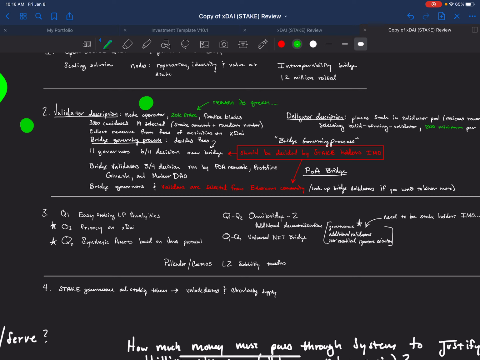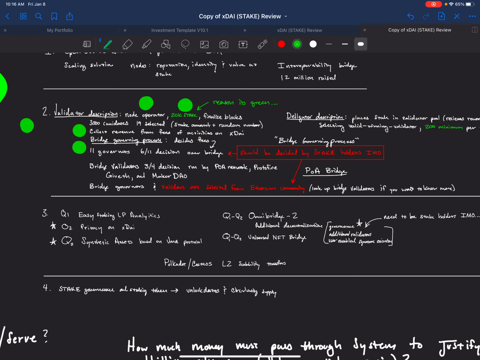There's 20,000. This is why I said this component contributes, because it's 20,000 stake that's locked up to have this position. There's 3,000 candidates, 19 selected. So it's fast like EOS, because there's only 19 that ultimately end up being used at any time. They collect revenue from the fees of xDAI. Which, if this chain gets used a lot, that xDAI fees could justify a $1 billion market cap if there was a lot of activity, and that's entirely possible. And it's ultimately why I invested.